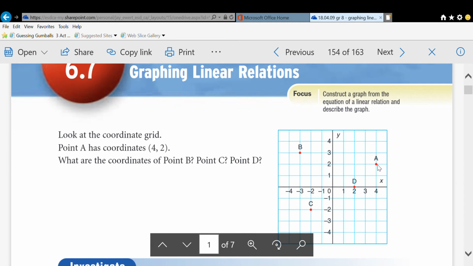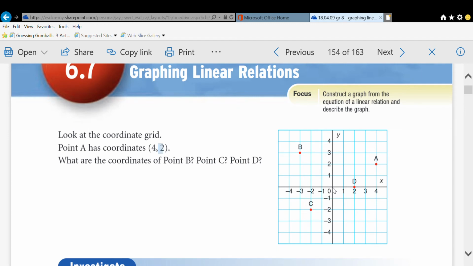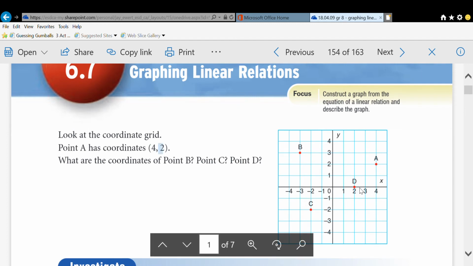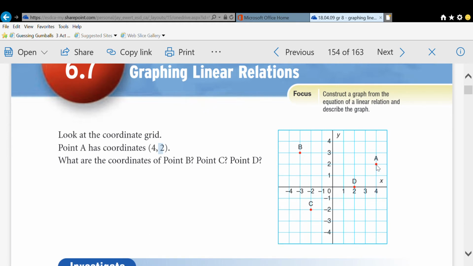So we have point A. It says here that point A is coordinates 4 and 2. This is the x coordinate and then the y coordinate. So we start at 0, count the x coordinate, 1, 2, 3, 4, and then the y coordinate of 2, 1, 2, there it is.